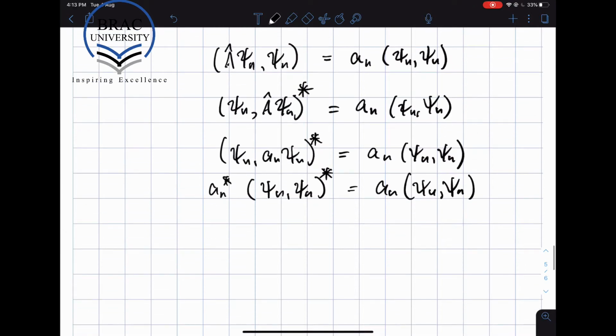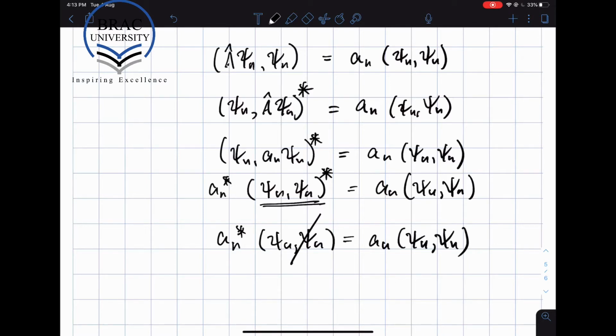But we know that this inner product is a real number, and therefore the two inner products cancel, and then we have a_n star is equal to a_n. So as claimed, we see that the eigenvalue of a self-adjoint operator is a real number.